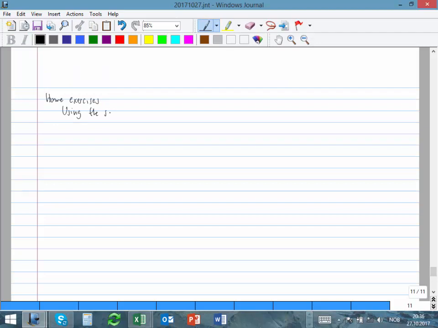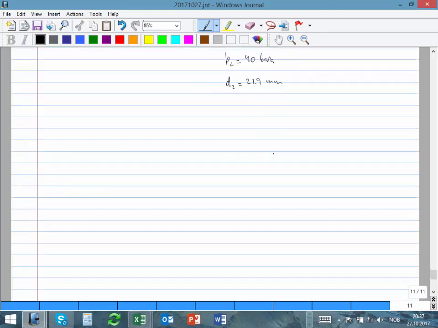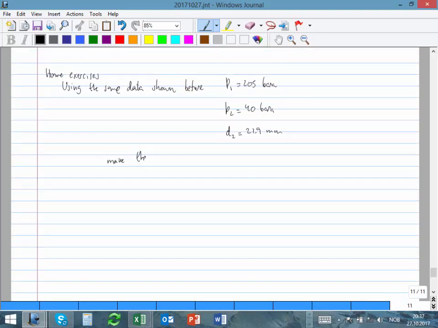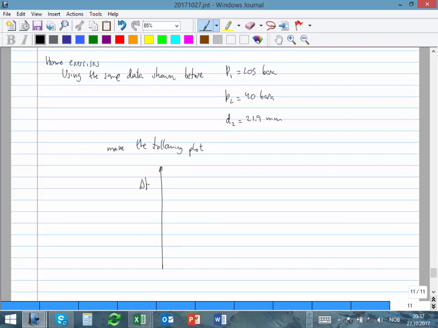Using the same data used before, that means P1 equal to 205 bar, P2 equal to 40 bar, and the diameter of the orifice equal to 22.9 millimeter, make the following plot. You have to make a plot of delta P versus QG, with P1 constant. For that, you will have to destroy the sheet a bit. You have to find a clever way to do it, but you have to generate this one.